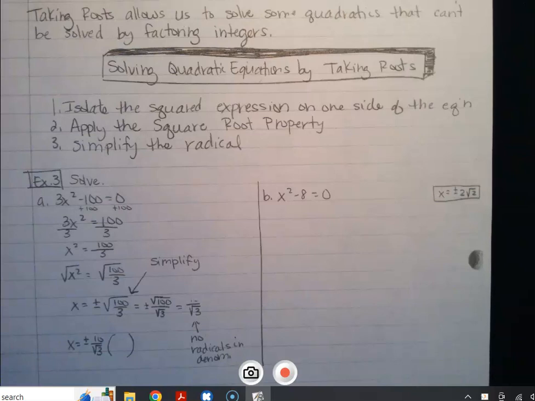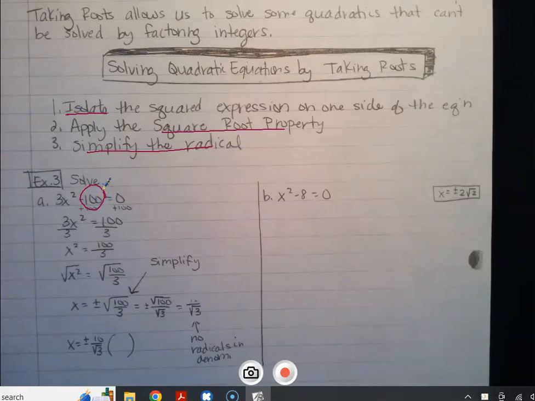So we do the same thing. We isolate the squared expression on one side. We're applying that square root property. And then we're simplifying the radical, which is what we were trying to do. When we're doing this, there's generally two terms. So a is worked out. We have 3x squared minus 100, two terms. And this c is a perfect square.